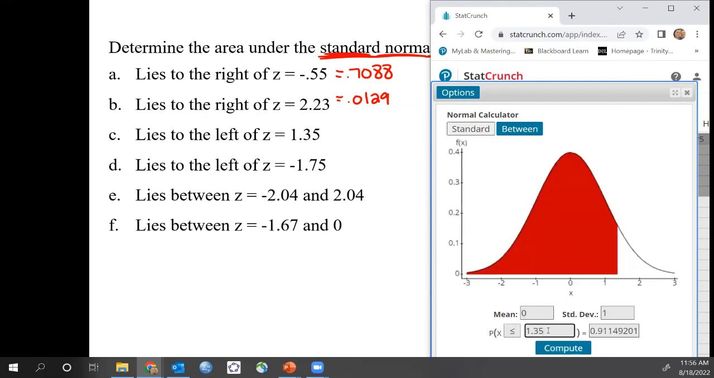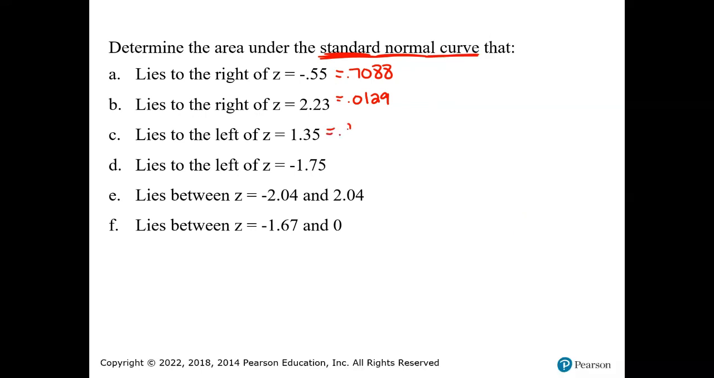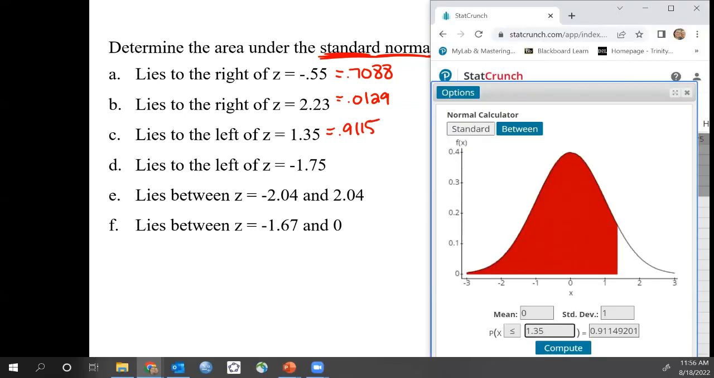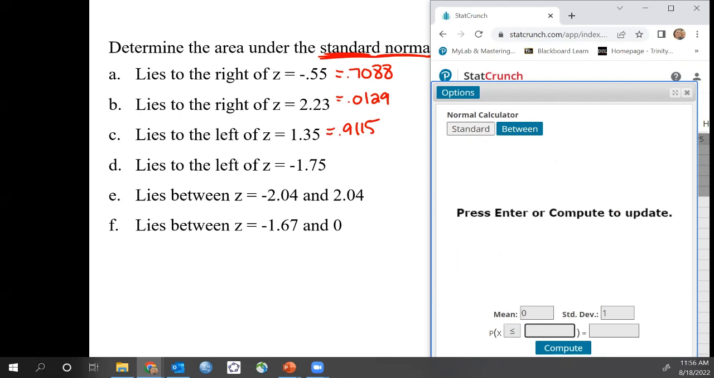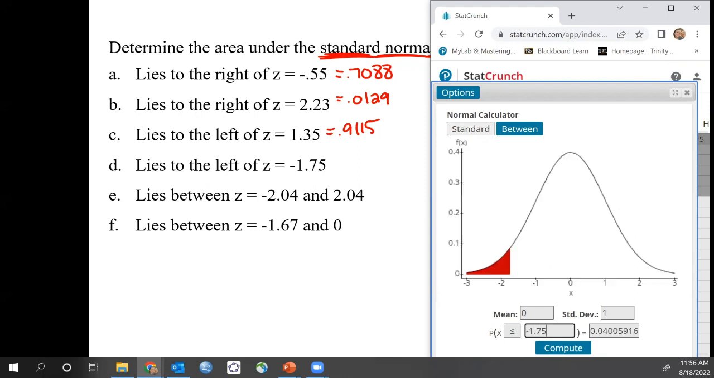So this one is 0.911. Let's see, that's going to round to a 5. 0.9115. Okay, still to the left. I'm going to change my value to negative 1.75. I have 0.04005. The 5 is going to round that to a 1. So 0.0401.